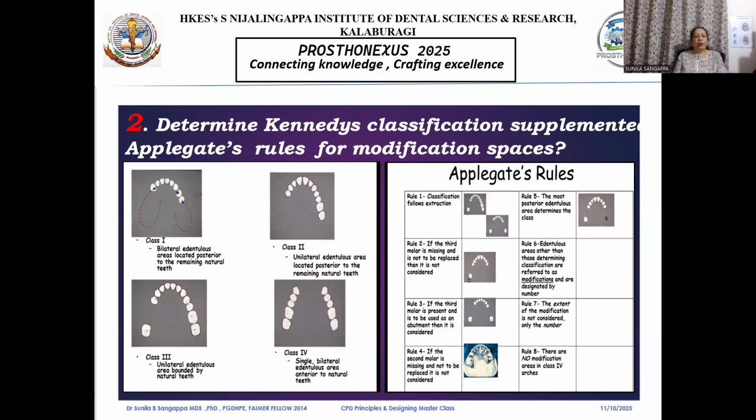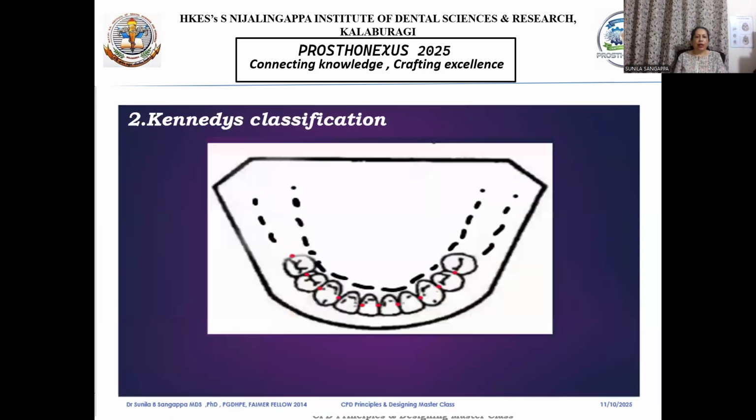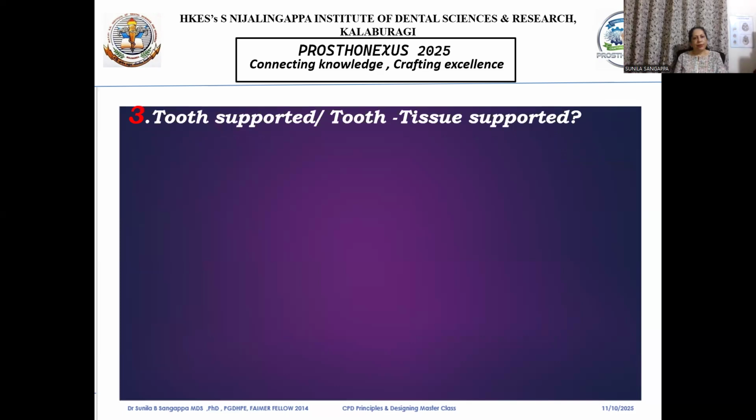Let's go into our second question, the easiest. Determine Kennedy's classification supplemented by Applegate's rules for the modification spaces. I suppose all of you are familiar with this. So the answer for our ideal situation that we considered here is Kennedy's class 1 with no modification spaces. Now moving on to the third question.